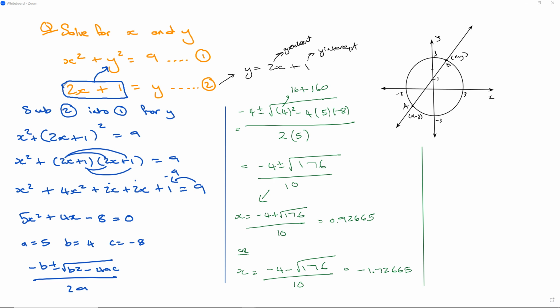Now the best formula to use would be this one over here to get the y value, because it already has y as the subject. So if y is equal to 2x plus 1, then I can get y equals 2 times 0.92665 plus 1. And I can also get y equals 2 times negative 1.72665 plus 1.